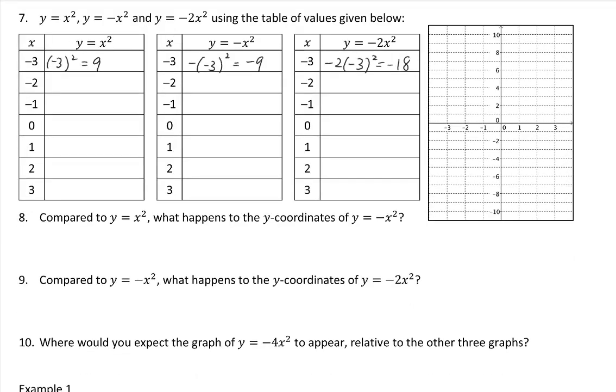Let's take a look at what happens when we change the a values into negative values. So I've started the table of values for you again. Negative 3 squared is 9. The negative of negative 3 squared is negative 9. That's 9 times negative 1. Remember, there's a 1 in front of there. And negative 2 times negative 3 squared: negative 3 squared is 9, 9 times negative 2 is negative 18. So pause the video and complete the table of values.